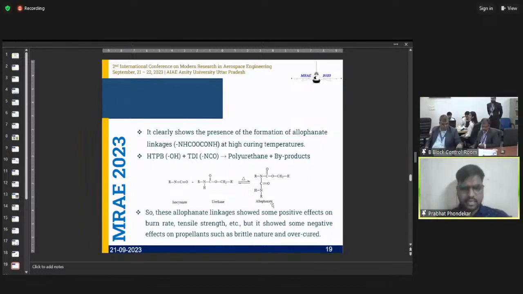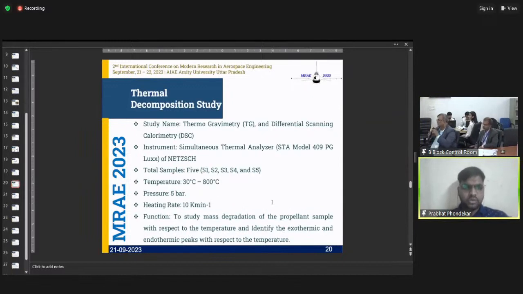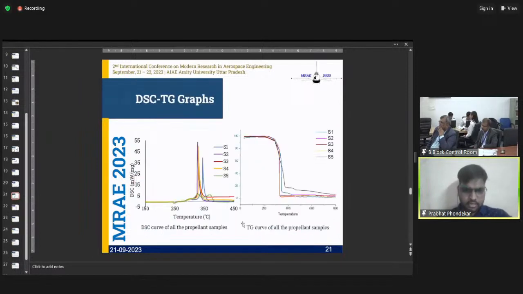So this is indicating the allophanate linkage. Now coming to our last study, the thermal decomposition study. It is carried out to check all the exothermic and endothermic reactions. So these are some graphs, the DSC and the TG curves. These are the thermal decomposition studies.